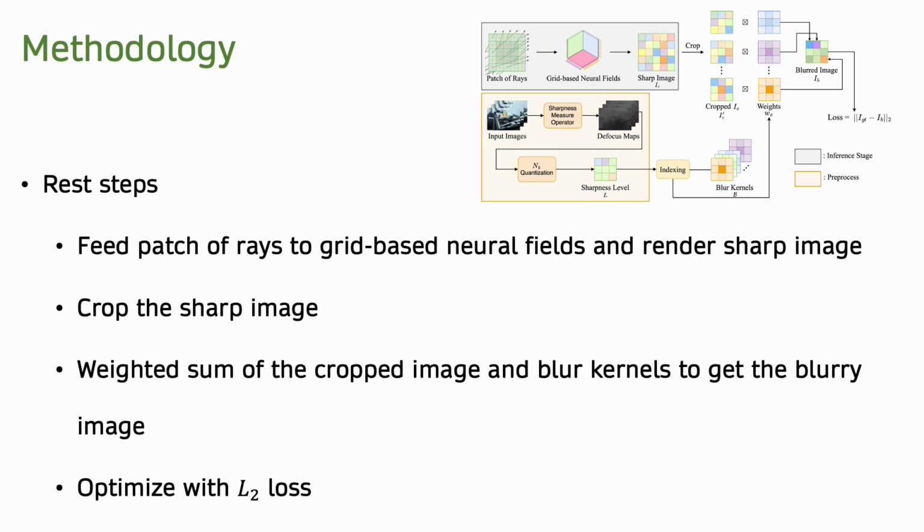The remaining steps for training are: first, we feed the ray patches to the backbone grid-based neural fields and get the sharp image. Then we crop the sharp image into several small image patches. The width and height of the image patches are identical to those of the blur kernels. Then the cropped image patches are weighted-summed with the per-pixel blur kernels to get the blurry images. Lastly, we compute the L2 loss between the rendered blurry images and the training images.